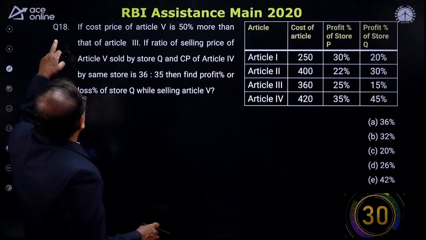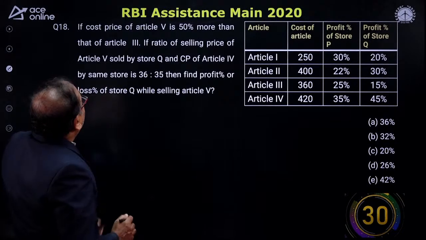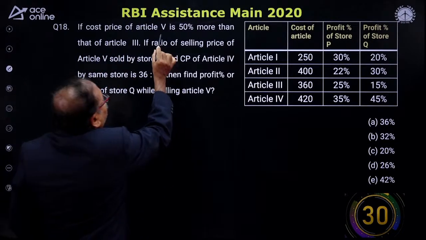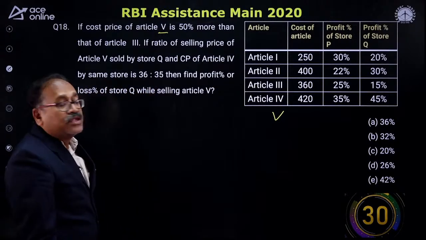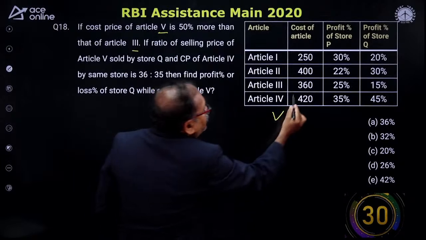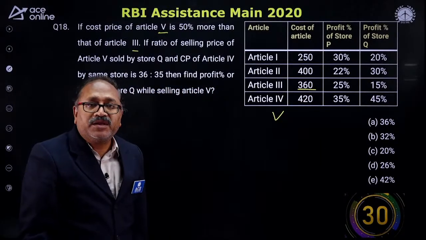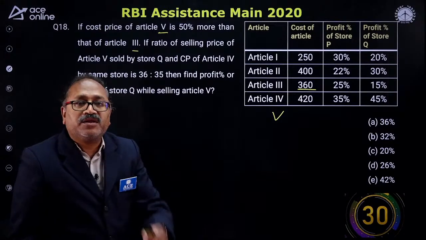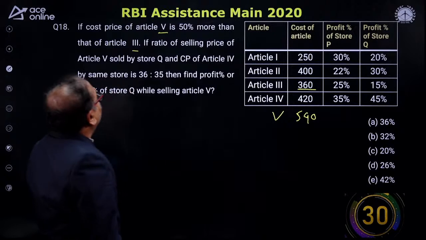I picked this one and then 2 more questions. Okay. Look at this one. The cost price of Article 5, which is not there in the table, is 50% more than Article 3. So Article 3 is 360. What is 50% of this? 180. 360 plus 180, 540. So this cost price is 540 given to you.